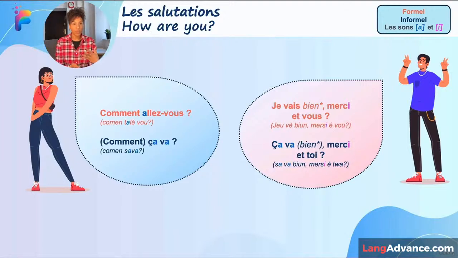In an informal way, I would say ça va bien, merci. Et toi? So here, et toi also means and you, but in an informal way. Ça va bien, merci. Et toi?